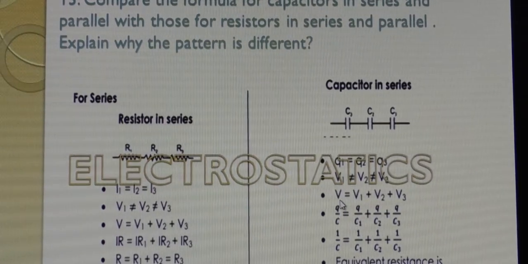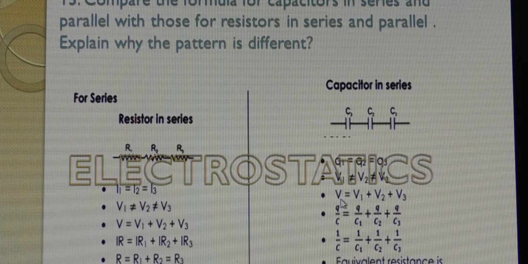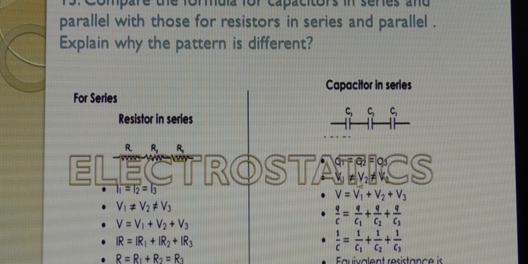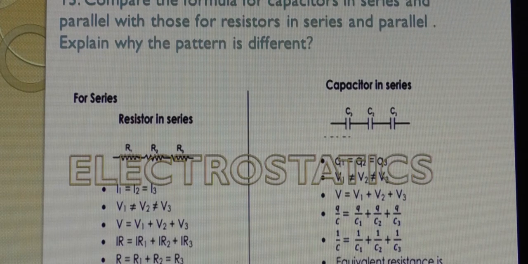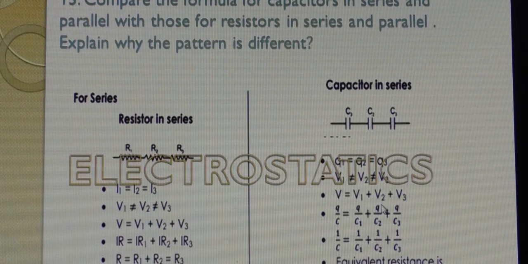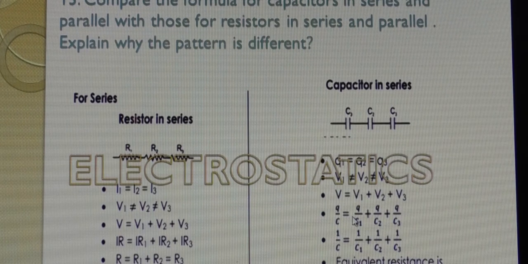So we write the combined voltage, that is the voltage of the source, V is equal to V1 plus V2 plus V3. Now we have to write the equation of the capacitor. We all know that Q is equal to C into V. So what would be V? V is equal to Q by C. Similarly, V1 is Q over C1, V2 is Q over C2, V3 is Q over C3. So again we have to take Q common, because the charge is the same.